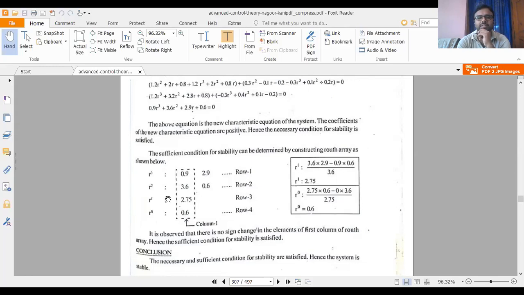It is observed from the first column of this particular table that there is no sign change. It does not consist of any sign change. So the necessary conditions are satisfied, and hence we can say this particular system is a stable system with the bilinear transformation.